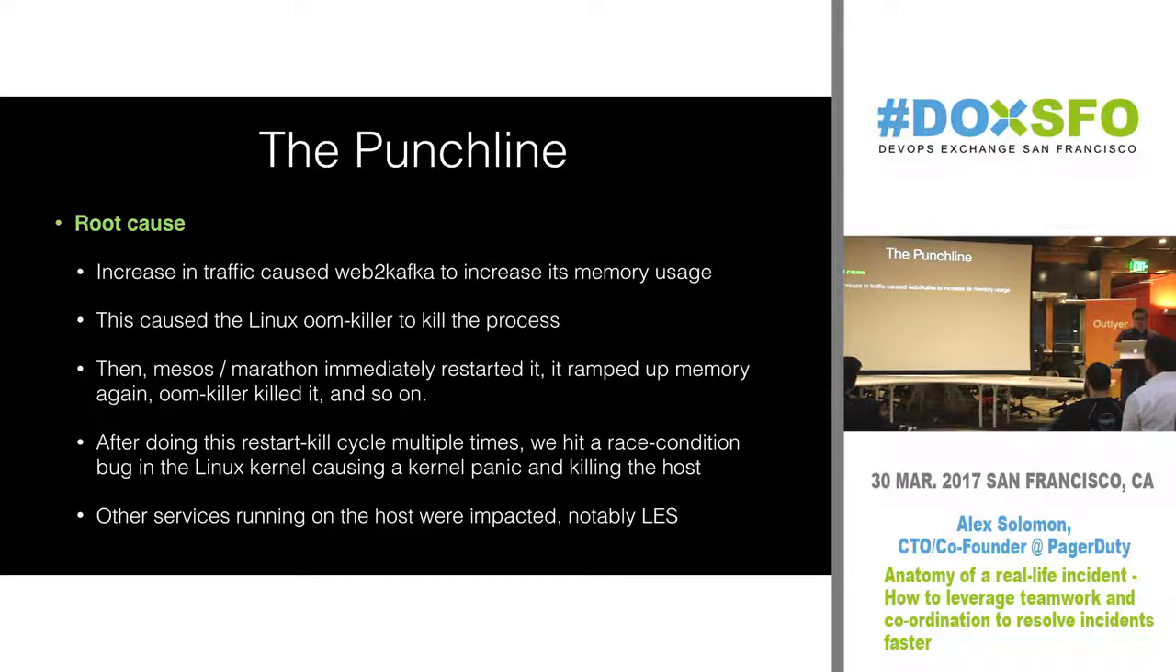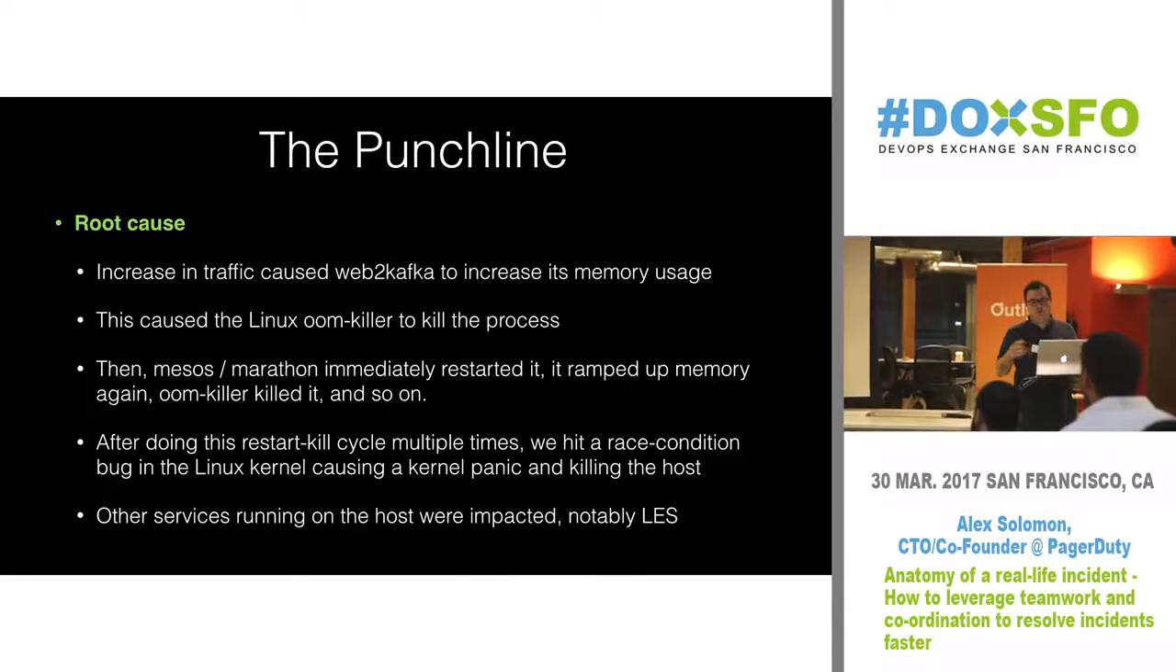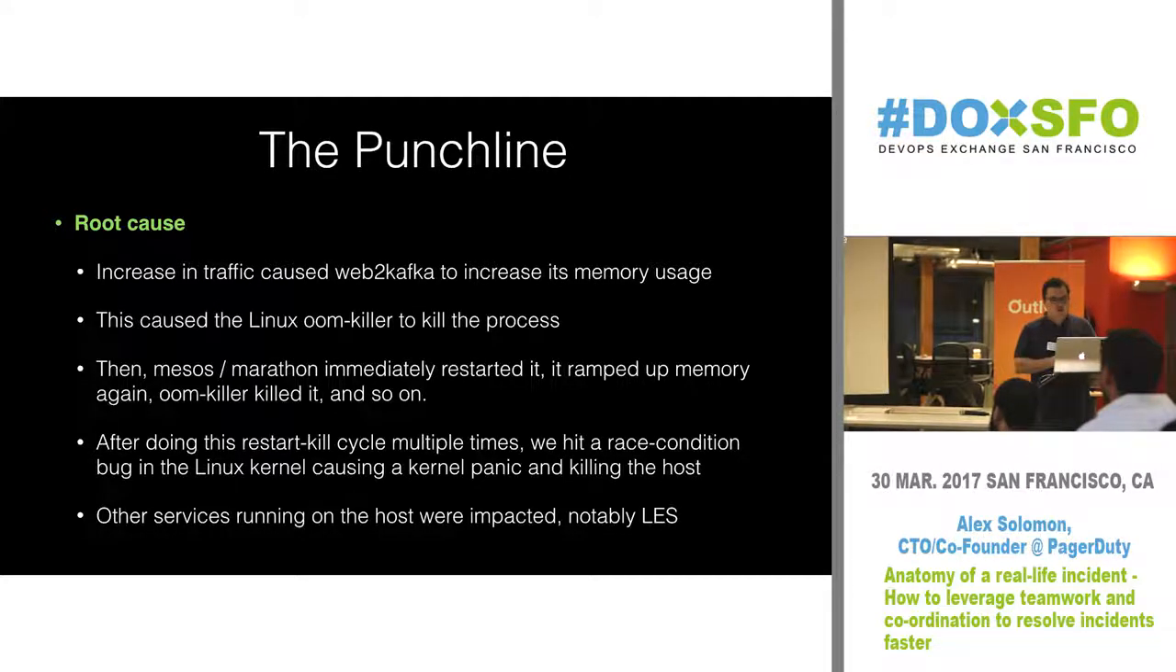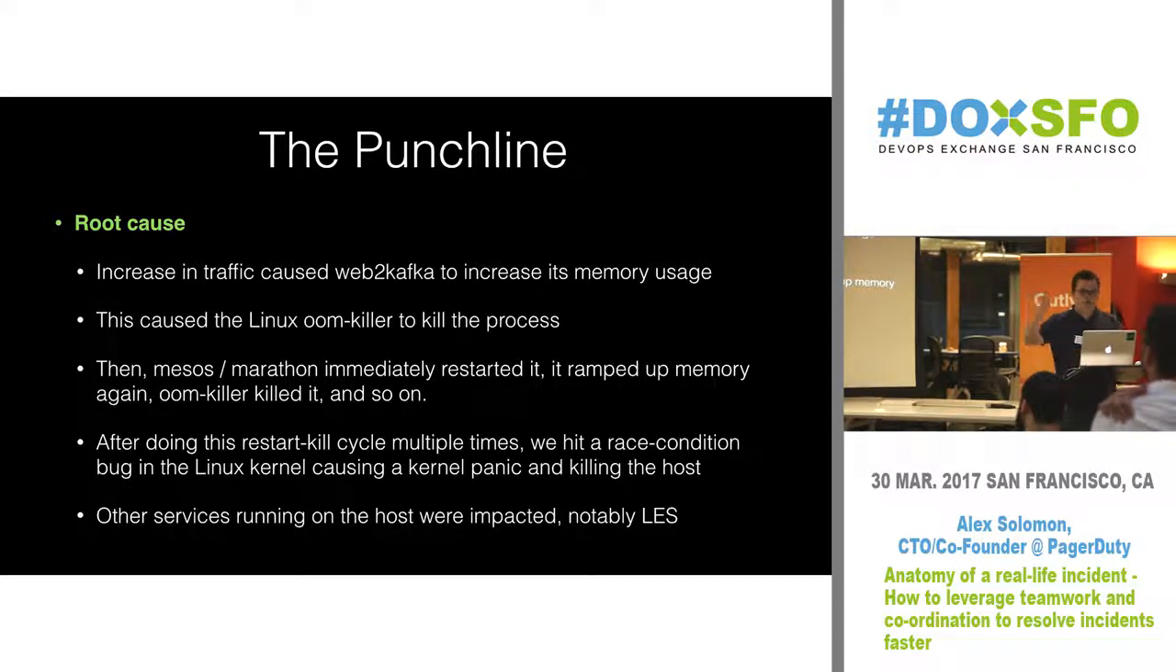This was done in the postmortem afterwards, but we noticed an increase in traffic, which caused Web to Kafka to increase its memory usage. This caused the Linux killer to kill the process. Then Marathon immediately restarted, and it ramped up the memory really fast, and then killed it again, and it just got stuck in this loop. But here's even more interesting.